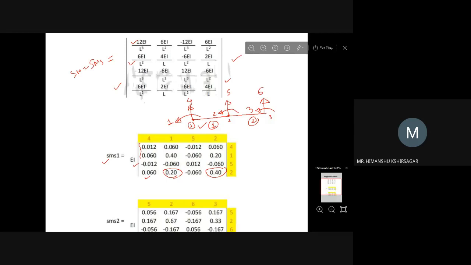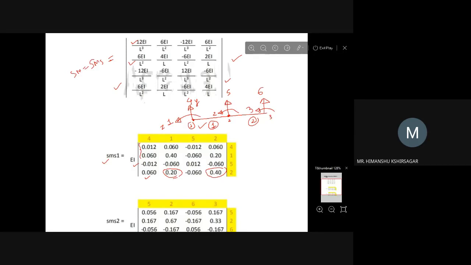So for member 1, the left node is 1. For member 1, the right node is 2. First comes Y, then Z. The sequence will be YZ, so first the Y coding will come, then the Z coding will come. So for member 1, left node 1: 4, 1, 5, 2.